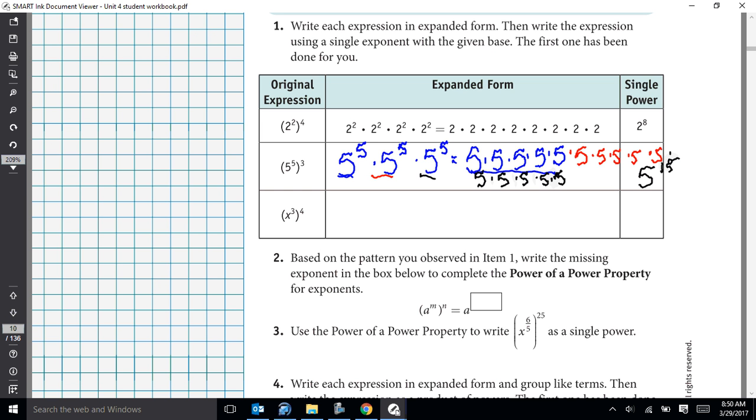Alright, so x to the 3rd to the 4th. This is saying that we have x to the 3rd how many times? 4 times. Can we expand? This x to the 3rd is like saying we have x how many times? 3, right? So how many total x's do we have going on here if we expand this to x times x times x? What pattern are you noticing?